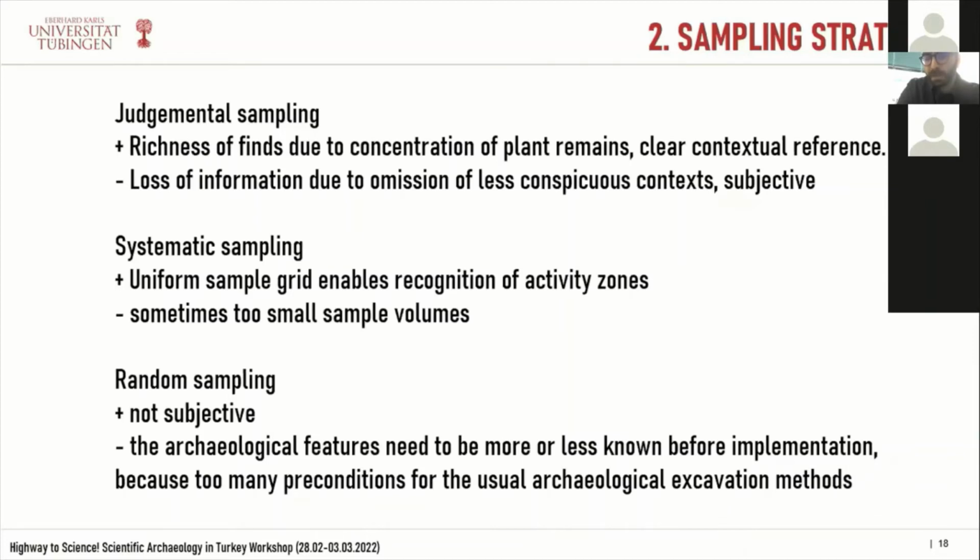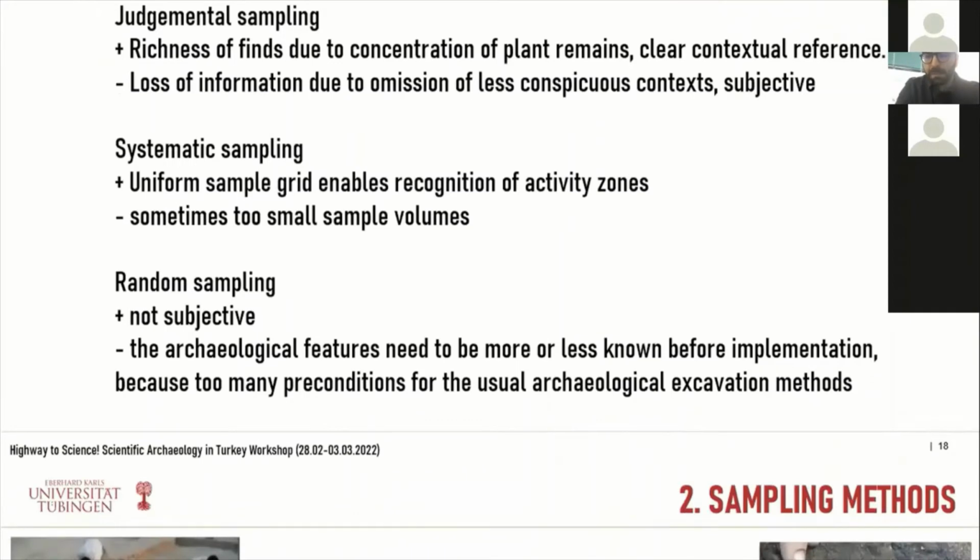Then there is random sampling. In this case, the basic requirement is that before you start random sampling, you have to know the archaeological feature first. Then you can say that the samples will be taken from this certain archaeological feature, but not from other archaeological features. In the Near East, especially, there are too many preconditions for the usual archaeological excavation, so it is very difficult to implement this kind of random sampling.